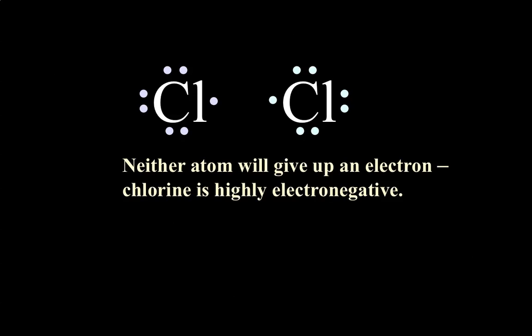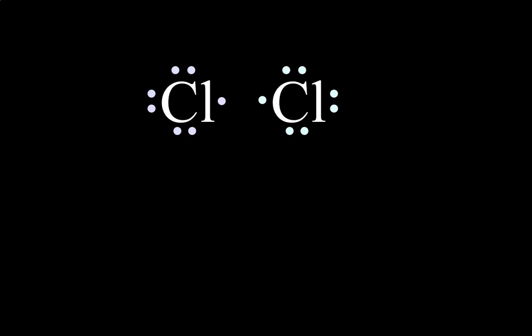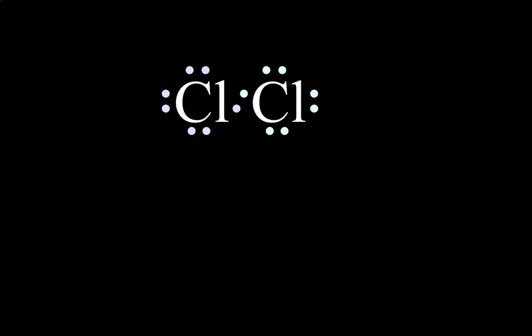So these chlorine atoms are called very electronegative. Electronegative means they love electrons. They have a high tendency to hold on to their electrons. So if both want to hold on to their electrons, neither one of them wants to give up, you really cannot do an ionic bond with two chlorine atoms. So what you end up doing is putting the two chlorine electrons that were single together.